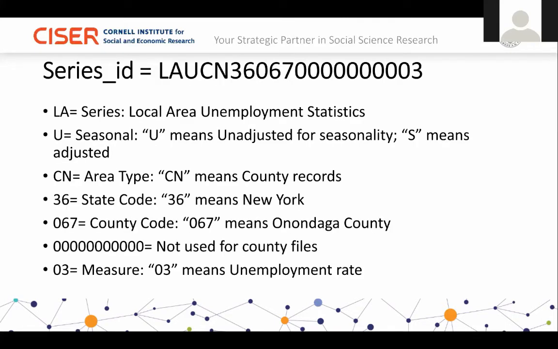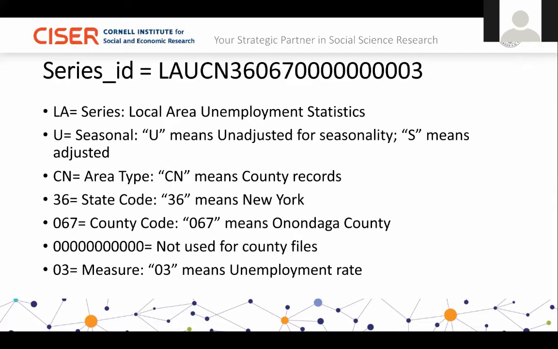Series ID. The series ID displayed at the top of the slide here is a concatenation of a number of codes. Here is an example for Onondaga County, New York. The series ID starts out LAUCN and then is followed by a series of numbers. This field is parsed as follows. The LA stands for what series? In this case, the Local Area Unemployment Statistics.